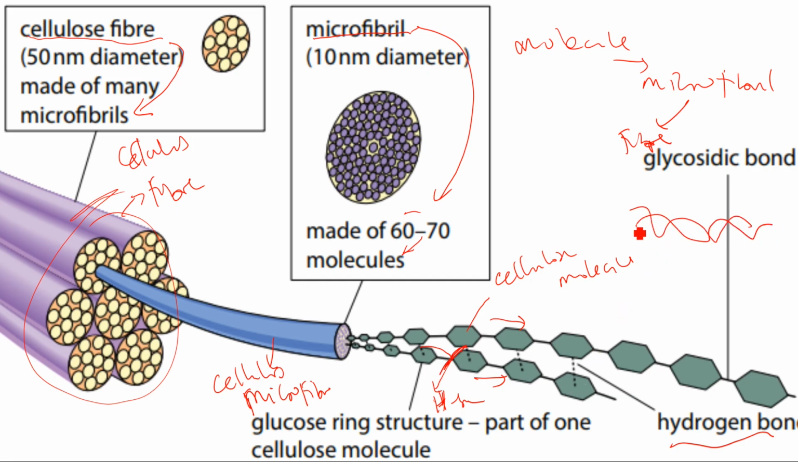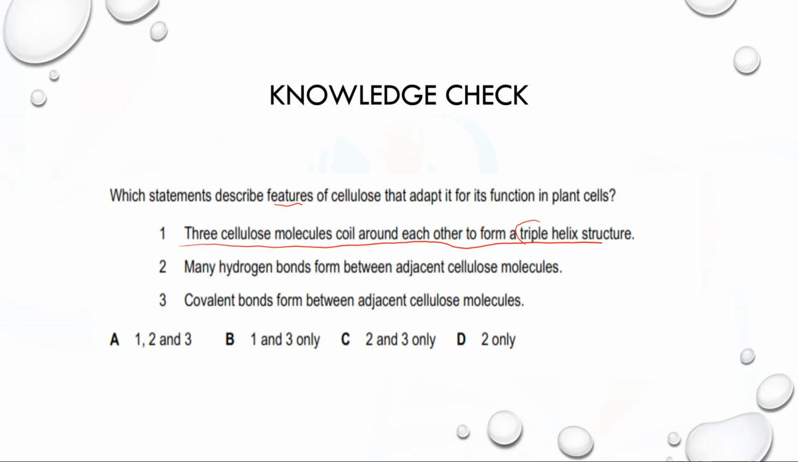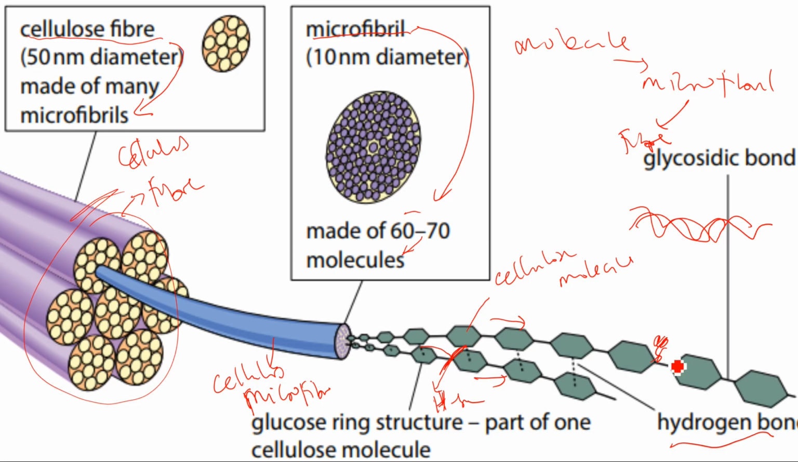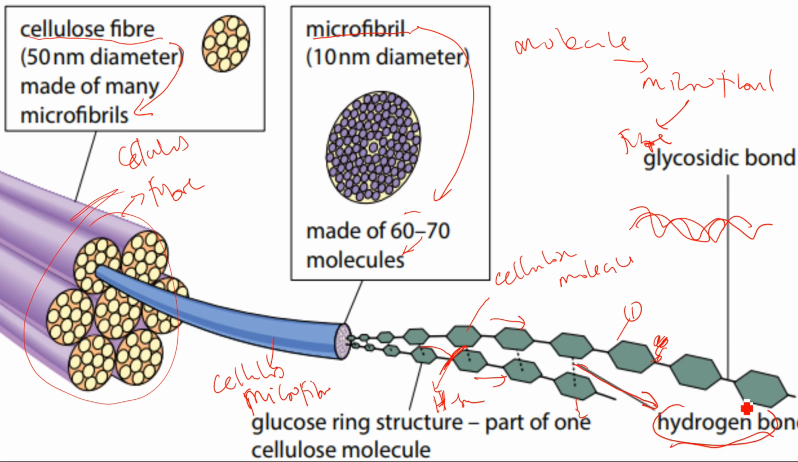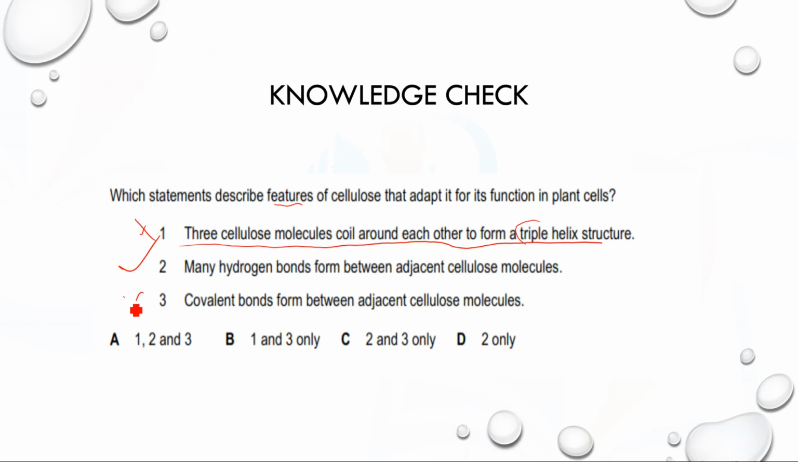That's not so with this. So that means this is wrong. Number two says hydrogen bonds form between adjacent cellulose molecules. Go back there. This is molecule one, this is molecule two. Can hydrogen bonds form? See this hydrogen bond? Yeah, that's correct. Number three, covalent bonds form between adjacent cellulose molecules. The only thing formed between them is hydrogen bonds, so that's wrong. The answer is two only, which is D.